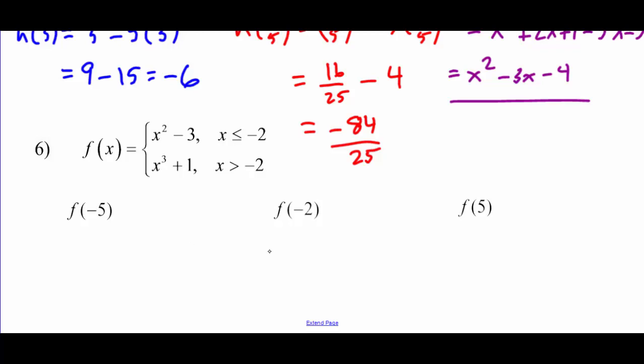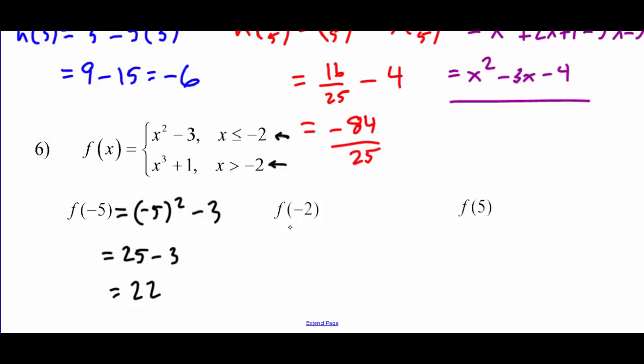All right, on number 6, we're looking at a piecewise function. So that changes things a little bit because first you have to figure out, are we talking about the first rule, which I put the arrow next to, or the second rule? So you have to look at the domain restrictions we have here. So the first rule is for x values that are less than or equal to -2. The second one is anything above -2. So when I see f of -5, I know I'm using the first rule because -5 is less than -2. So I'm going to go here and I'm going to plug in -5. That means -5 squared minus 3, which is 25 minus 3, and that would give us 22.